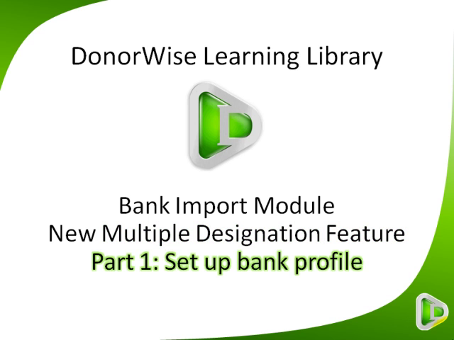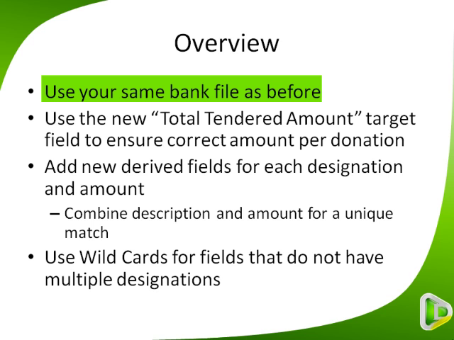This first one is on how to actually set up the bank profile to accept multiple designations. The second one is going to be on how to assign the cross-references for those. Quick overview, you're going to continue to use the same bank file as before. We're just going to change the way DonorWise reads that.